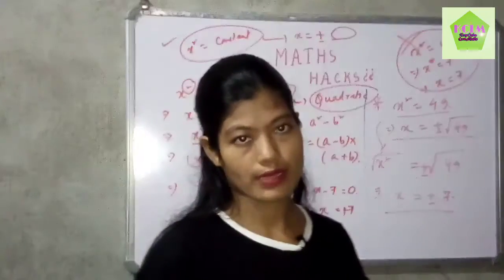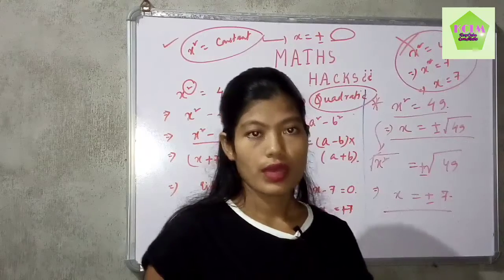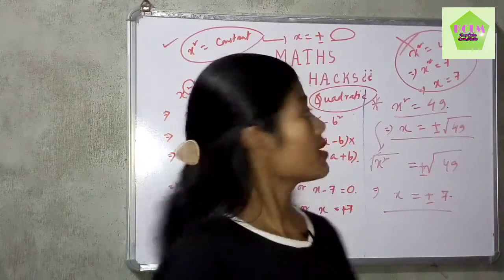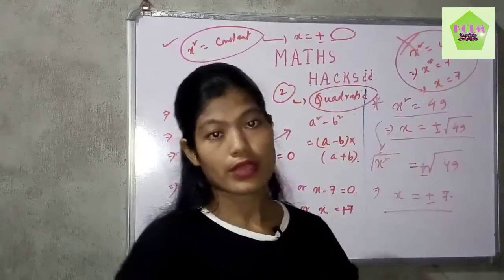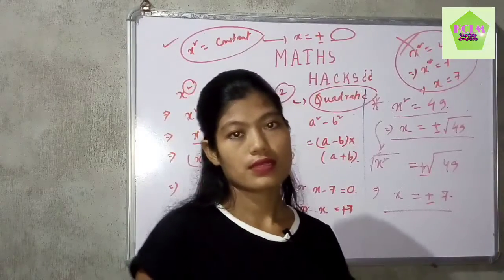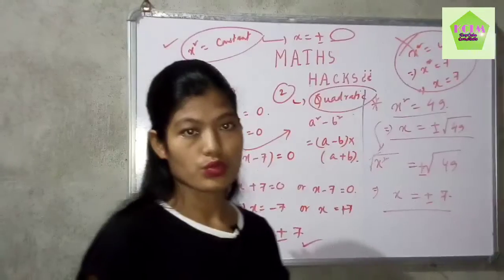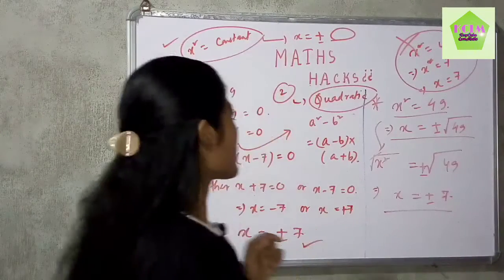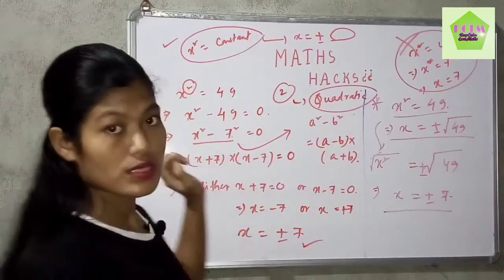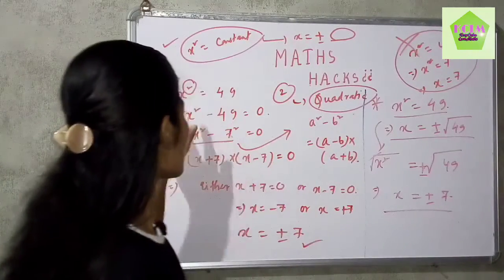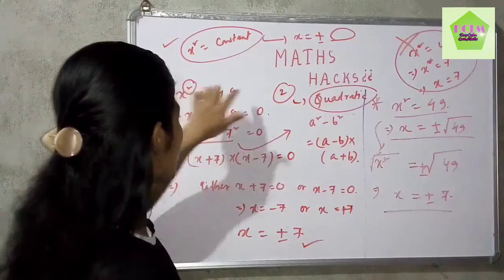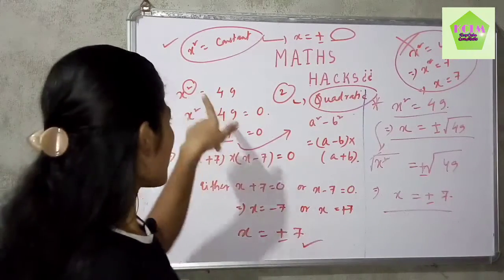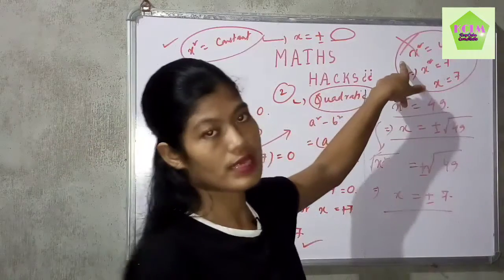You should know that the number of solutions of a quadratic equation is always 2, not only 1. So here x square is a quadratic expression, and x square equal 49 is a quadratic equation. Therefore, the solution of x will be 2, not only 1.